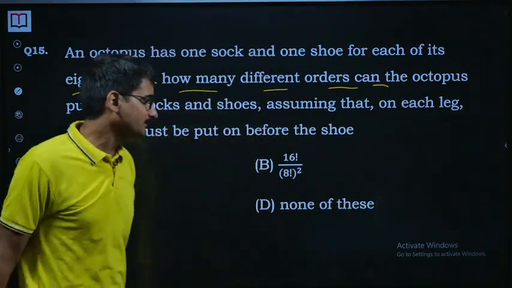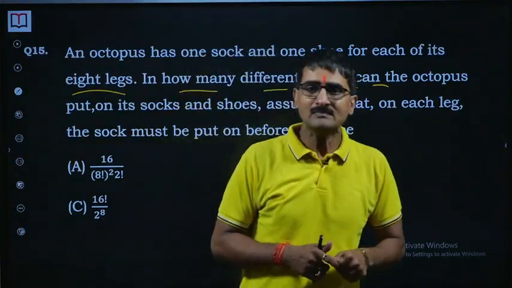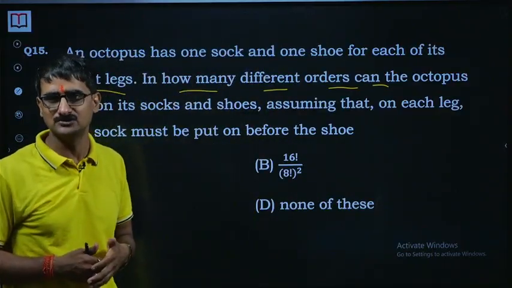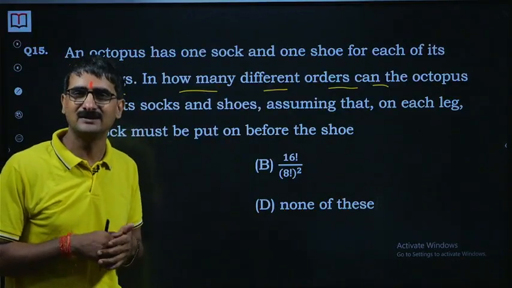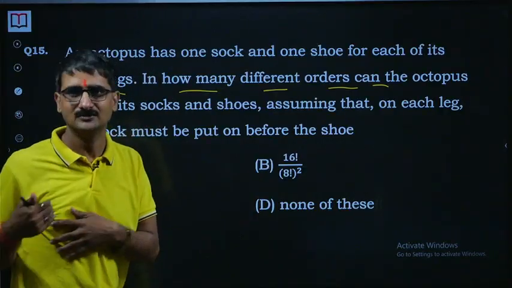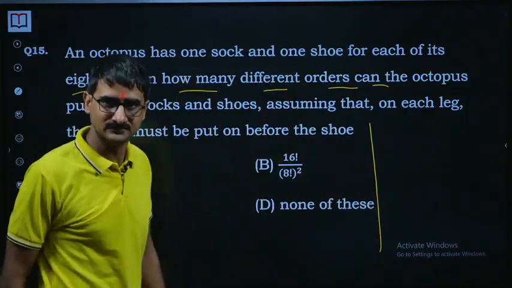Okay. Now see, there are 16 objects. I am assuming them to be all distinct. There are 16 distinct objects, 8 socks and 8 shoes. In how many ways can the octopus put them on 8 legs such that socks appear before shoes? How do I look at this question, the situation?